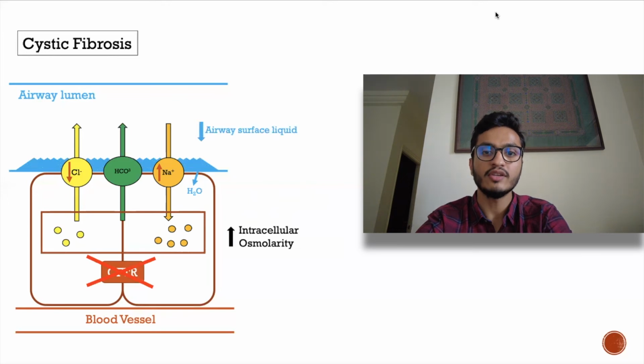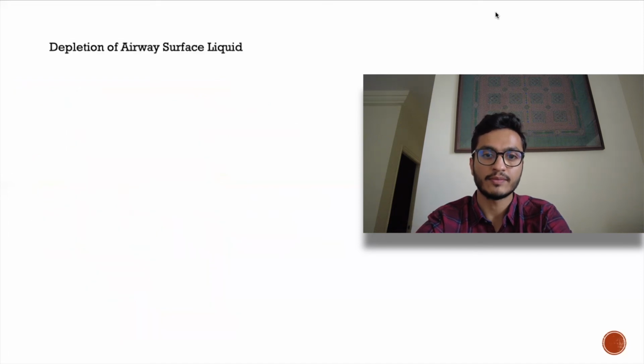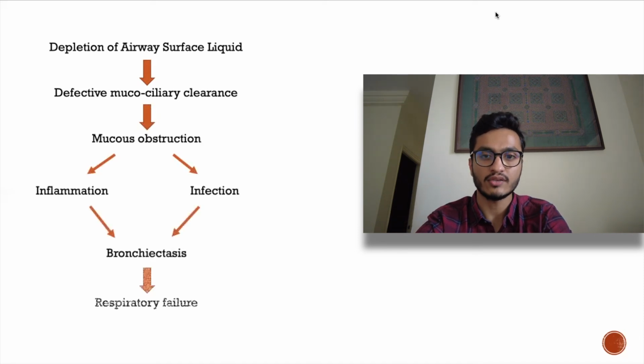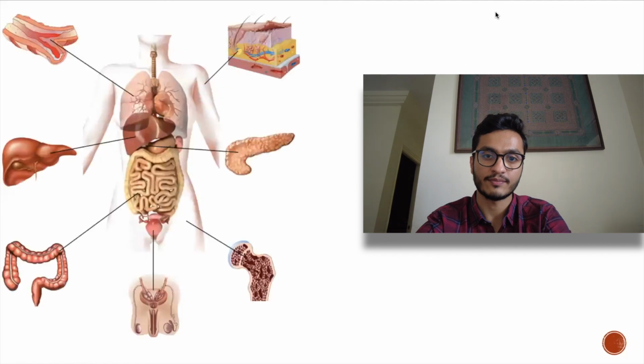Also, mutation in the CFTR gene causes downregulation of bicarbonate channels, which leads to increased acidification of the airway compartment. This depletion in the airway surface liquid leads to defective mucociliary clearance, which further leads to mucus obstruction. Such sites become the nidus for infection and inflammation, which eventually leads to bronchiectasis and finally respiratory failure.